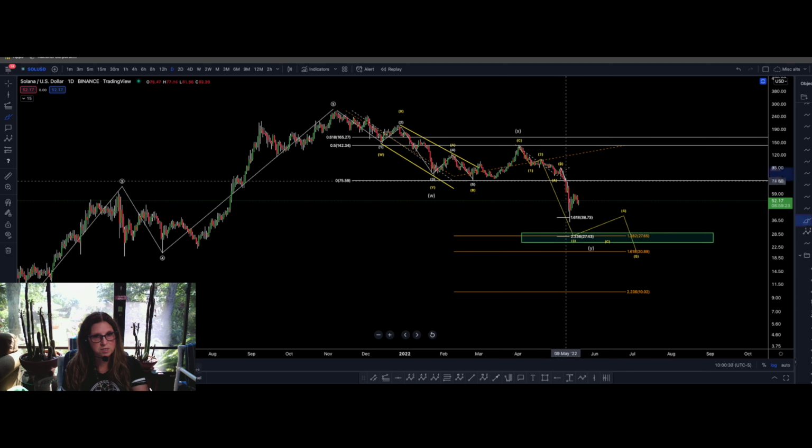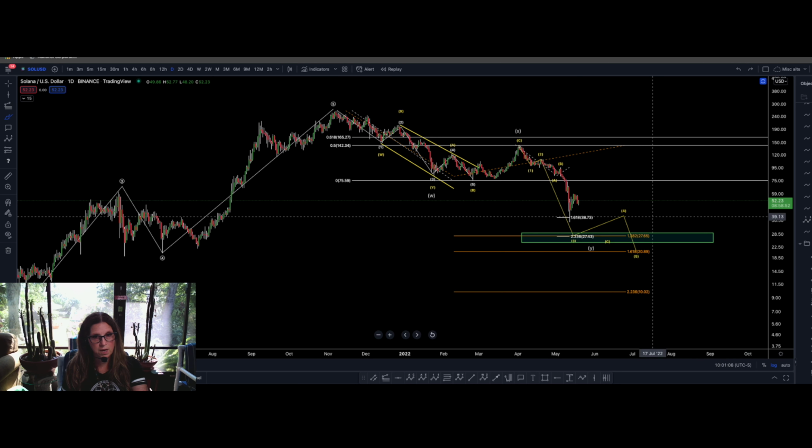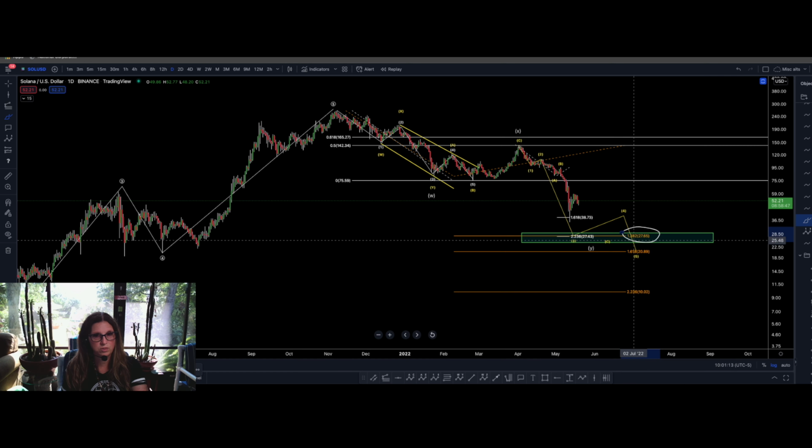And if this is a C wave, it should not take out the 2.236. So we have to hold one more rollover, or it needs to climb high and create an A, B, C, something like that. This has to be 3 waves, however it wants to do it. And it cannot break this 1.382 at $28.